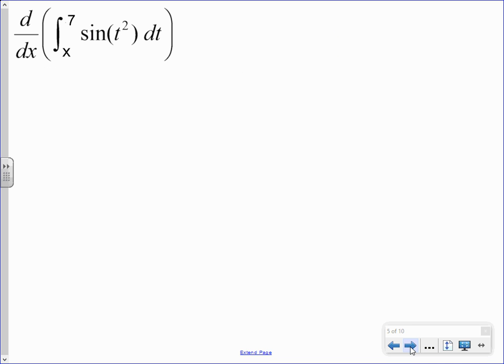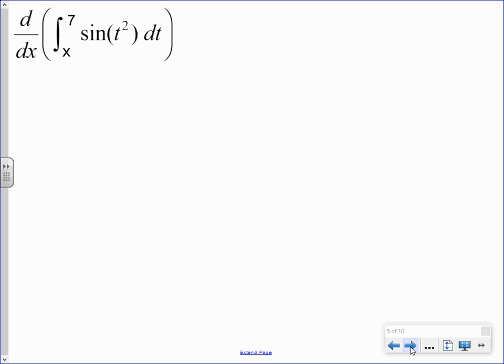Write this one down. What's different? It's from x to 7. Okay? Here we have from x to a instead of from a to x.